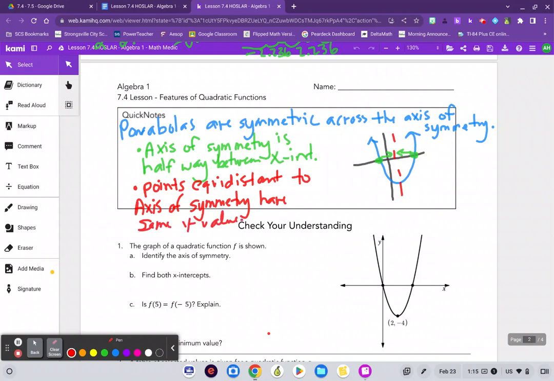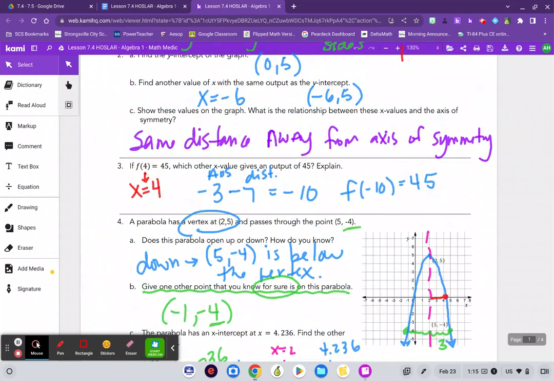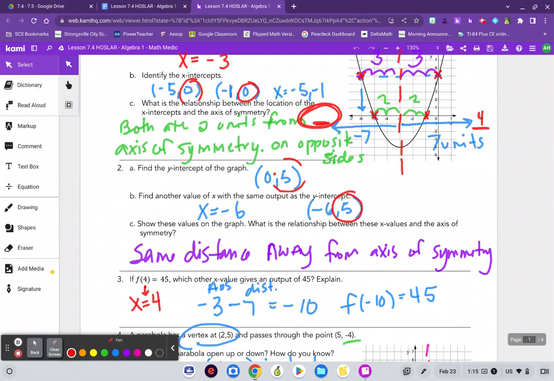And that's what we were talking about back here in these lessons up at the top. We were saying that in problem 2, these both have an output of 5. In problem 1, these both have an output of 0. And in problem 3, I'm looking for another x value that has the same output of 45. I'm looking for x's that are the same distance away from the axis of symmetry, and those are going to have the same output values.